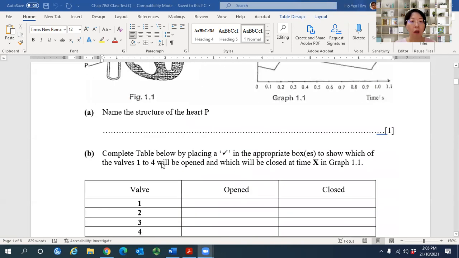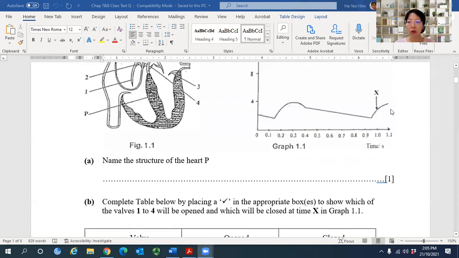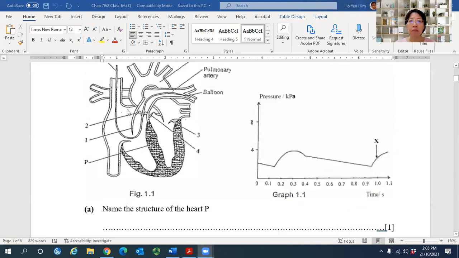Okay, B, complete the table below by placing a tick in the appropriate box or boxes to show which of the valves 1 to 4 will be open and which will be closed. So this is very straightforward, right? At the time X in the graph, there's a sudden increase in pressure in the pulmonary artery. That means the ventricle contracts, right? It's the ventricle contracting that causes a sudden surge of blood into the artery. So a sudden increase in blood.